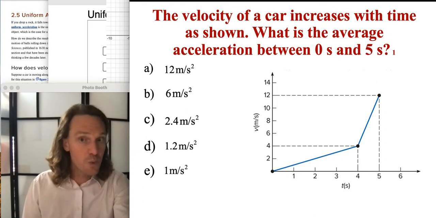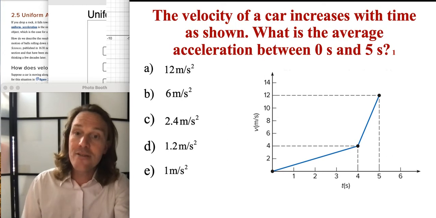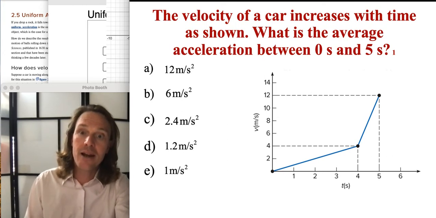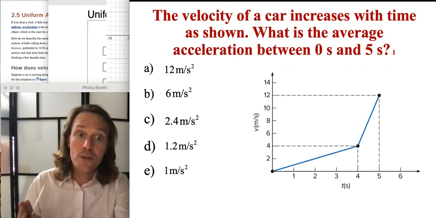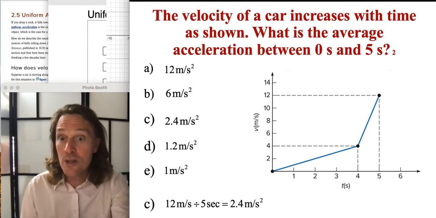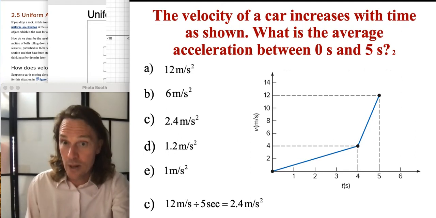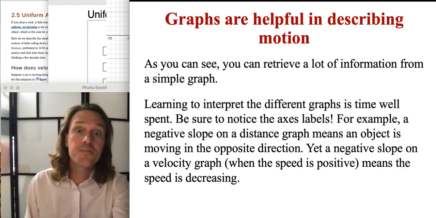Just like as we dealt with averaging other quantities like speed and velocity, we don't want to take the average of the averages. Instead, we just want to compare the end point to the beginning point and the total elapsed time. So it's going to be 12 over 5, which, as a decimal, is 2.5 meters per second squared. That's the average acceleration over the entire time.